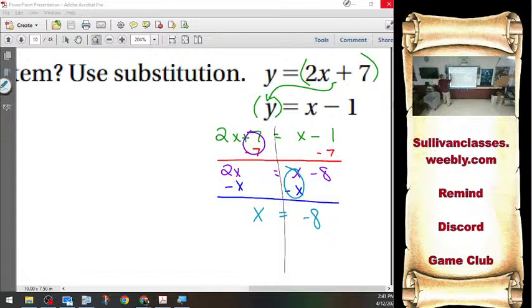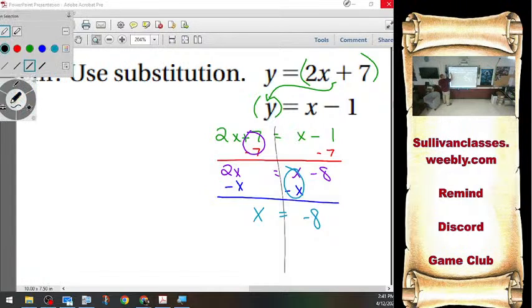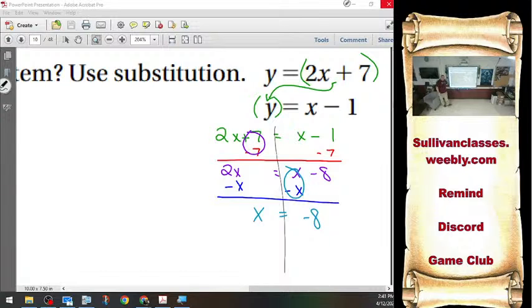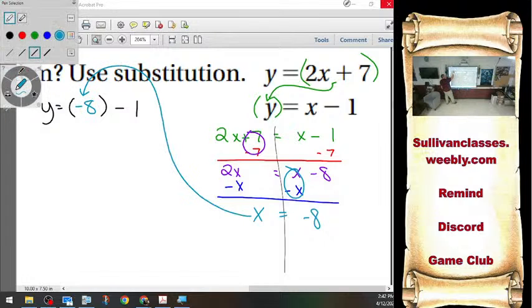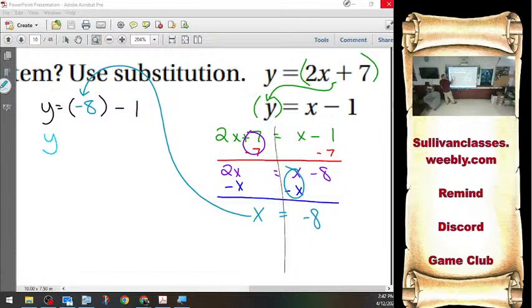Again, I got to now choose which of those two equations do I want to put that negative 8 in. Which one looks easier to deal with? Probably the bottom one. It's got less stuff, right? So I'll say y is x minus 1. I just said that x was negative 8. So negative 8 minus 1 is negative 9.